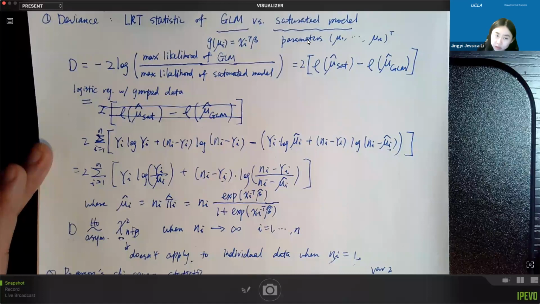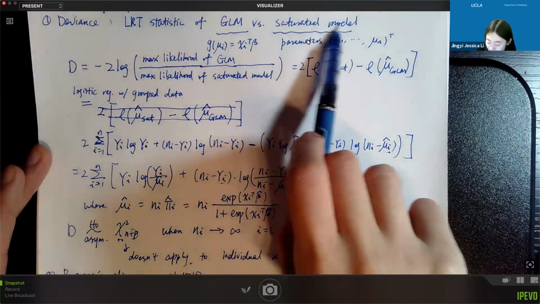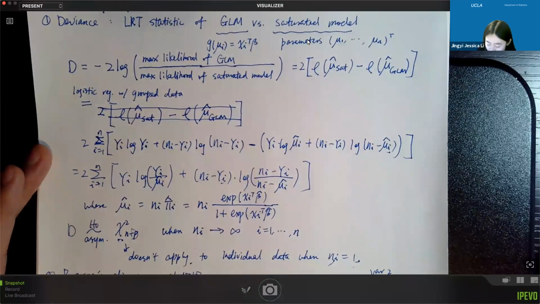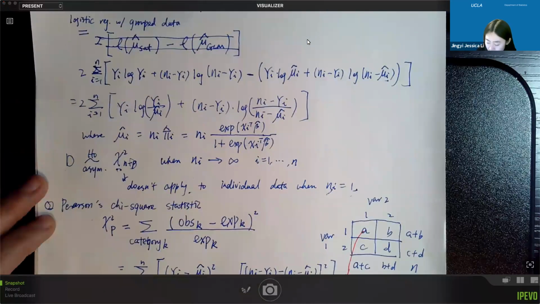In other words, if you want to see whether your model fits your data well, you want a small D, a small deviance, which suggests the GLM is doing a very reasonable job compared to the saturated model. Therefore, we think the GLM fits our data very well, because the saturated model clearly fits our data very well. We just use the data as our model parameter estimates. So this is the general way of assessing goodness of fit.